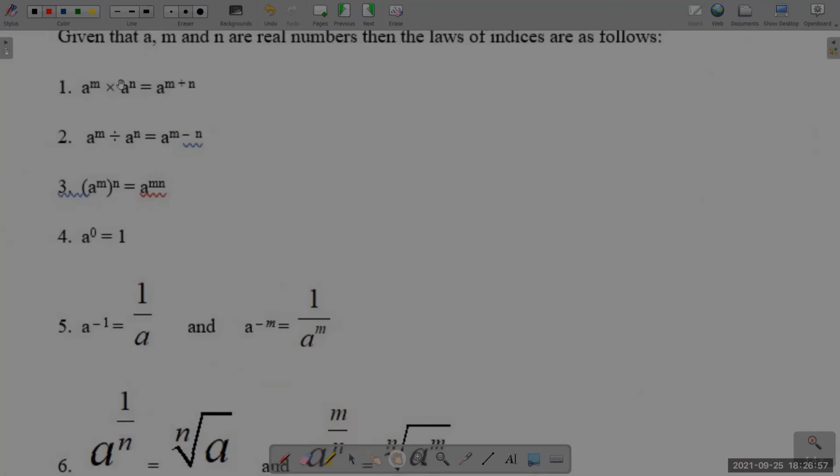So law number 1 says when you multiply 2 variables, you add the powers. Law number 2 says when you divide, you subtract the powers. Law number 3 says when it comes in brackets, you multiply the 2 powers. Law number 4 says anything raised to the power of 0 is 1. Law number 5 is with the inverses. Whether minus 1 is the power or minus a letter is the power, it's just the inverse, where you represent it as 1 over it. Everybody got that?